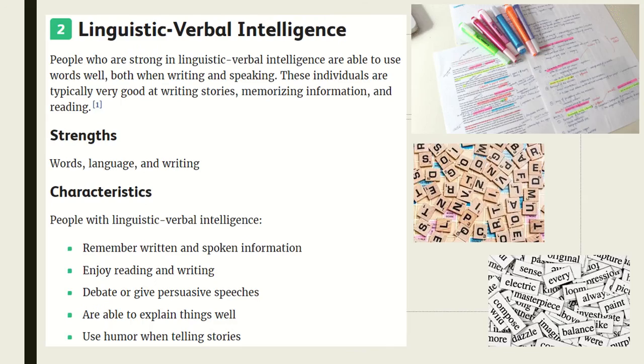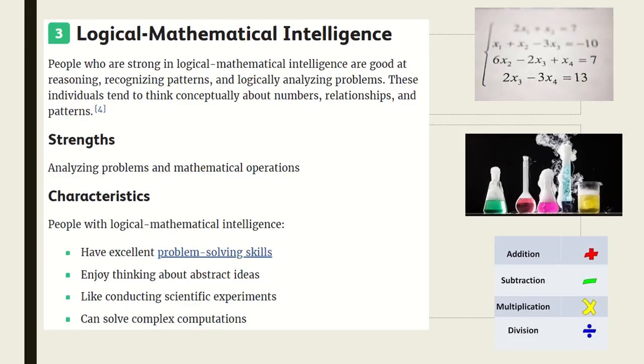The second one is linguistic verbal intelligence. People who are strong in linguistic verbal intelligence are able to use words well, both when writing and speaking. They're typically good at writing stories, memorizing information, and reading. As you can see on here, they're very good at remembering written and spoken information. They're good at debates and speeches. They can explain things well. A lot of note-taking, as you can see in the top right, is a primary strength of these types of students. So we look at the third one now, and this one's kind of obvious.